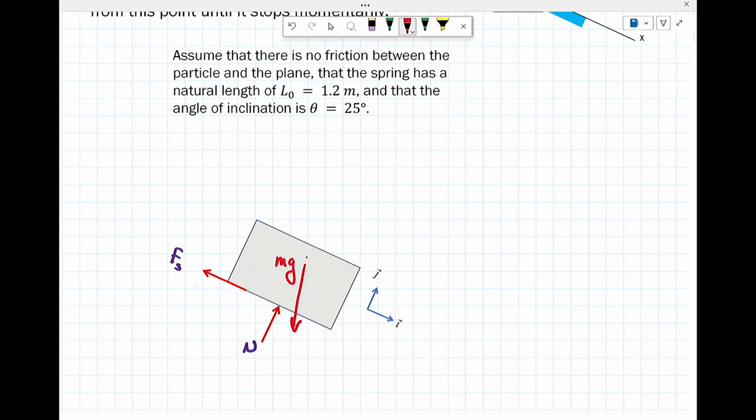Okay, so if you're doing this, you then have to re-describe all of those components. So clearly this works out well in my favor because normal force and spring force are both acting aligned with my xy coordinates. So sum of forces in x, sum of forces in y.